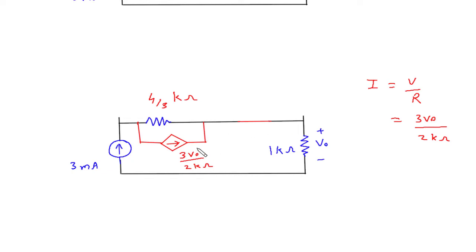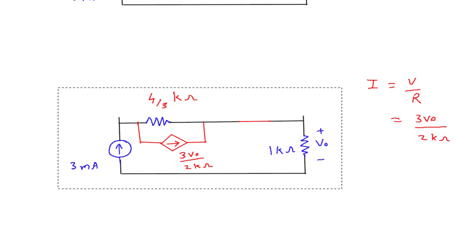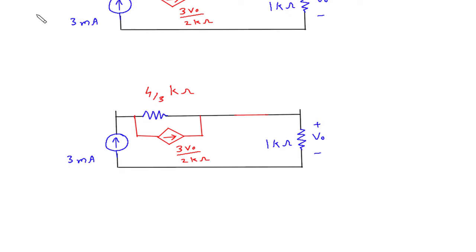Now again we will convert this dependent current source into its equivalent voltage source. So here this will be a dependent voltage source. The polarity of this dependent voltage source will be positive here and negative here, according to the direction of this dependent current source. So V is equal to I into R. I is 3VO by 2 kilo ohm, into R is 4 by 3 kilo ohm.